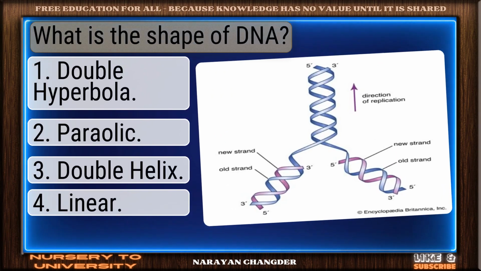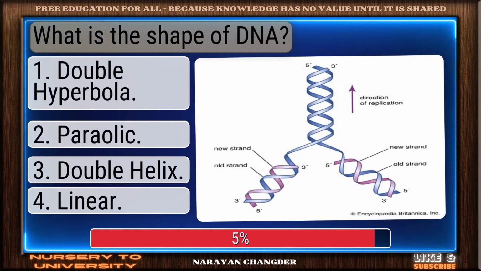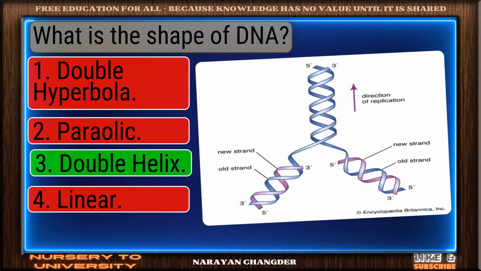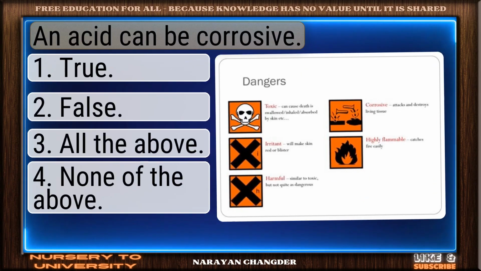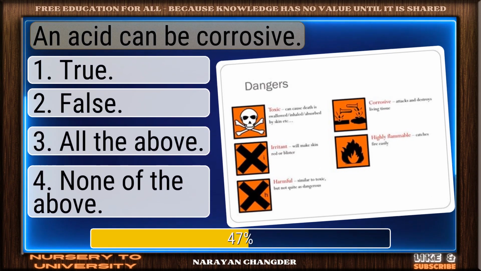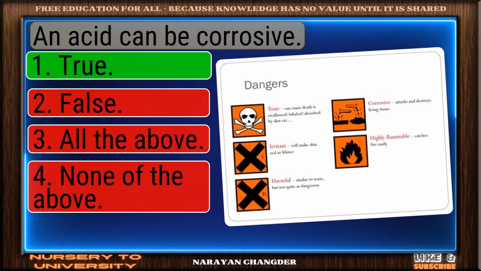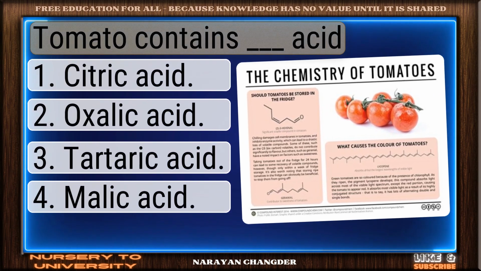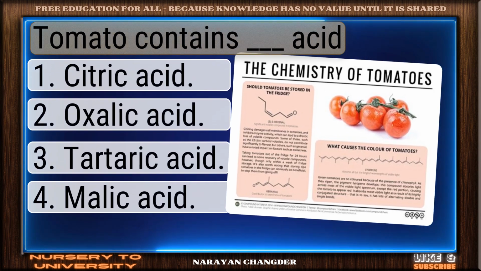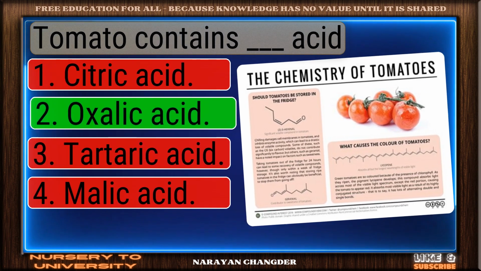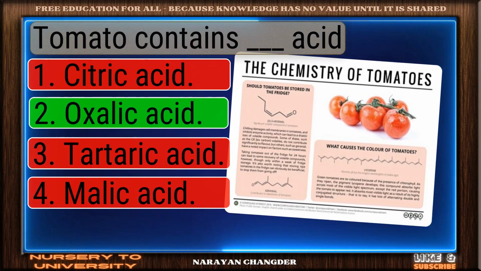Question number 197. What is the shape of DNA? Good job. Your answer double helix works well here. Question number 198. An acid can be corrosive. You chose true, and it is correct. Question number 199. Tomato contains dash acid. Smart move. Oxalic acid is an accurate answer.